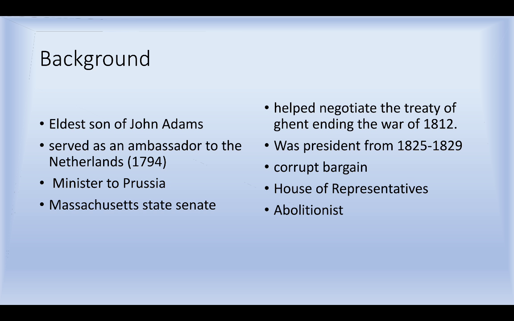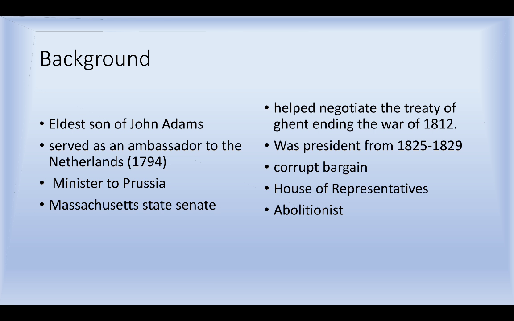So he was the eldest son of John Adams, who was also President of the United States at one point in time. He served as an ambassador to the Netherlands. He was minister to Prussia. When was the last time you heard the word Prussia? He was a Massachusetts state senator. He helped negotiate the Treaty of Ghent ending the War of 1812. He was president from 1825 to 1829, which leads us to the corrupt bargain.